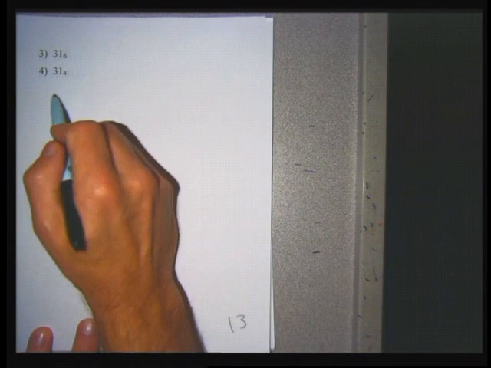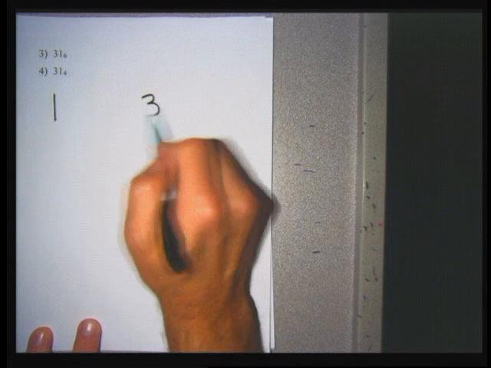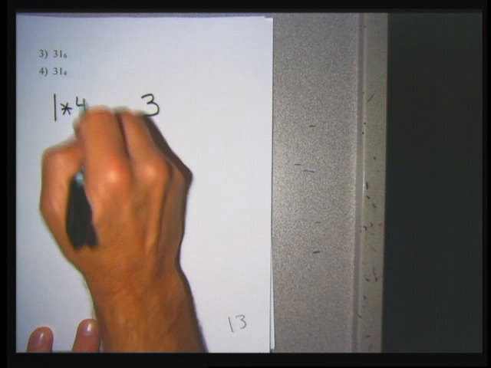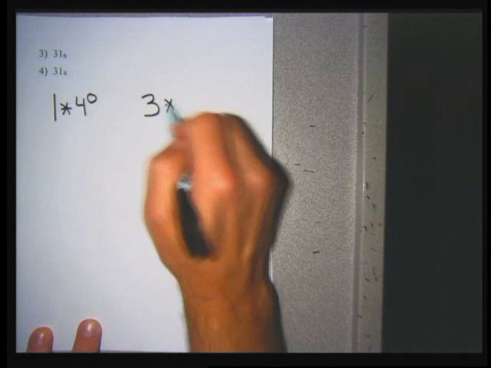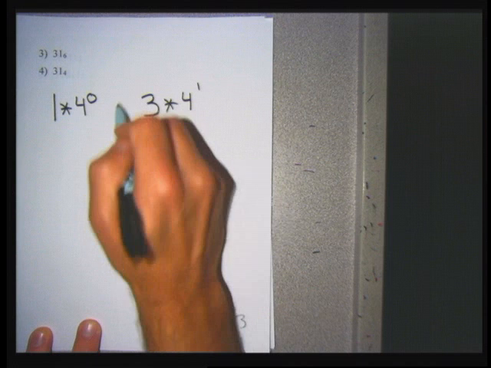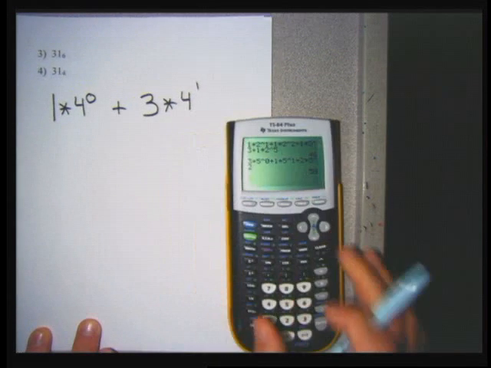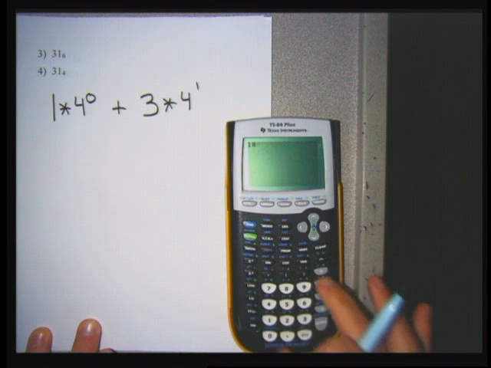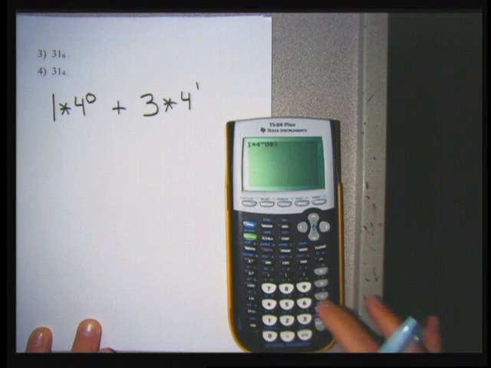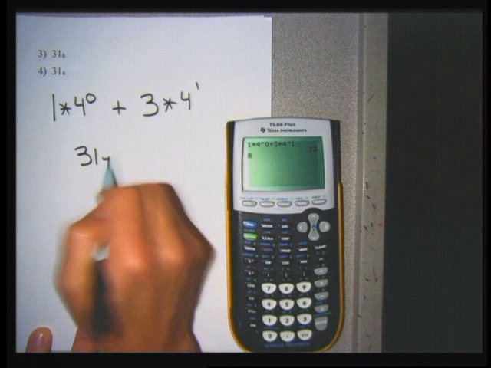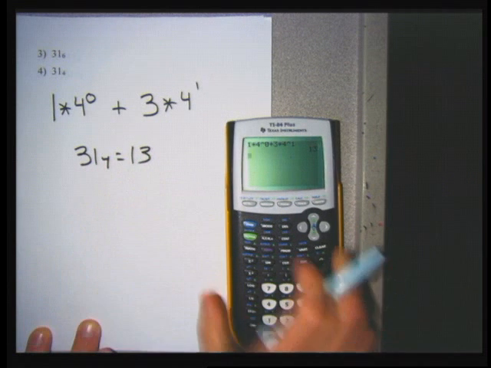Alright, so 3 and 4. So for 4, I'm going to take my number and write it backwards. So I'm writing a 1 first and a 3 second, just like you'll do for 6. Now I'm going to tack on a times and a power of 4, starting with 0 and working my way up. So 1 times 4 up arrow 0 plus 3 times 4 up arrow 1, and I get 13. So I'm going to get 31 base 4 equals 13 base 10.